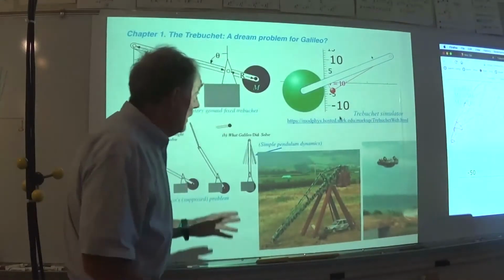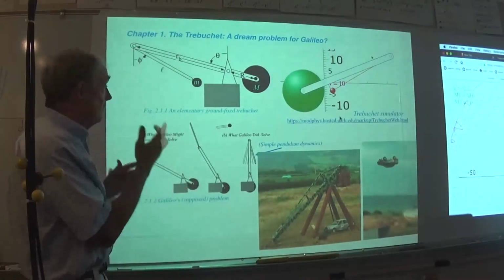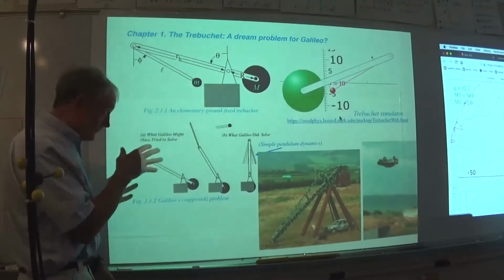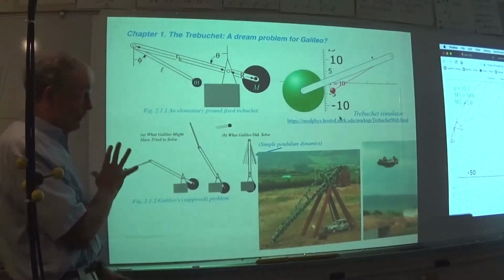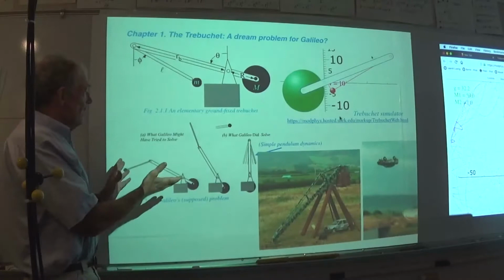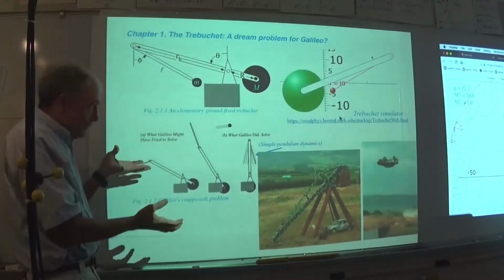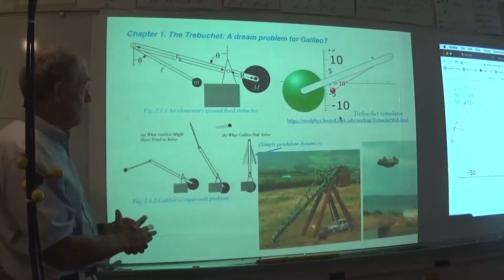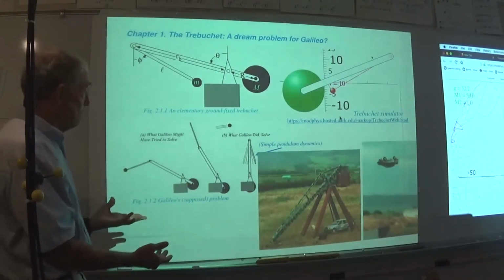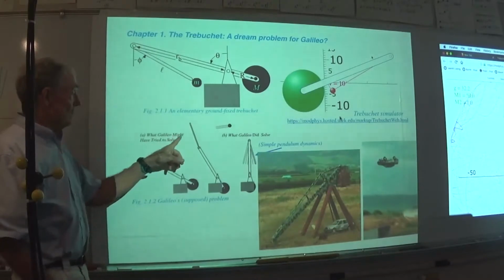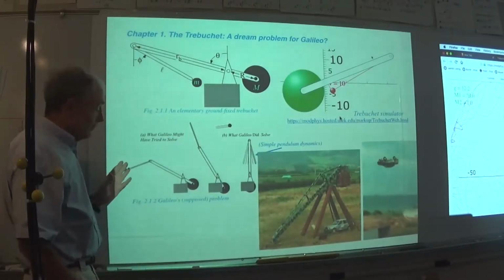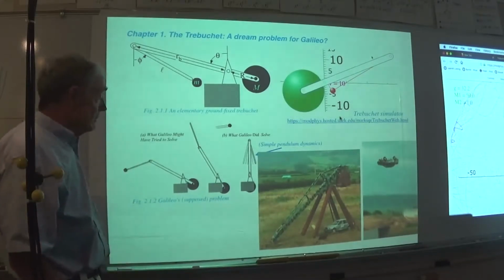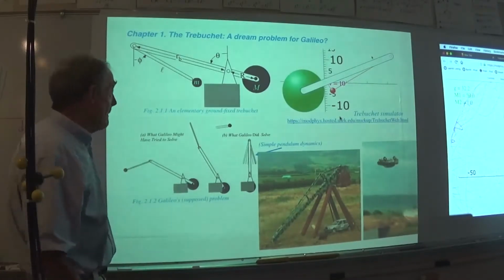But in any case, what I'm posing here in the beginning of this chapter, chapter 1 of Unit 2, is that we could imagine that Galileo was, like we are now, very often taking a job working on a weapon system. And I would imagine Galileo attempting to solve the equations, or the motion, or deriving the motion for a trebuchet.